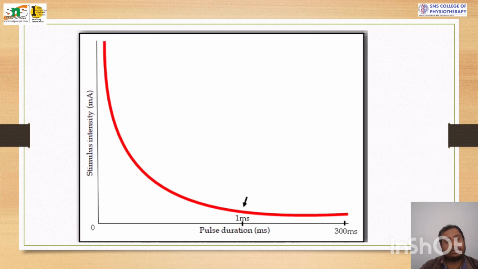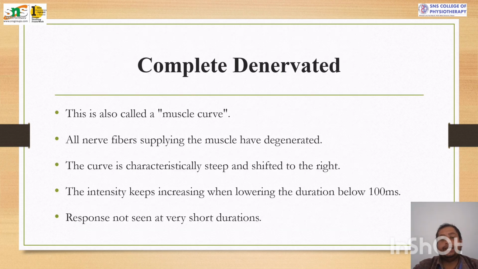This is the innervated muscle curve. It looks like a parabola. Then we are moving on to the completely denervated muscle. If a completely denervated muscle is there, we are going to take an SD curve for that. Then the curve is called the muscle curve. Then we are going to assess a completely denervated muscle.